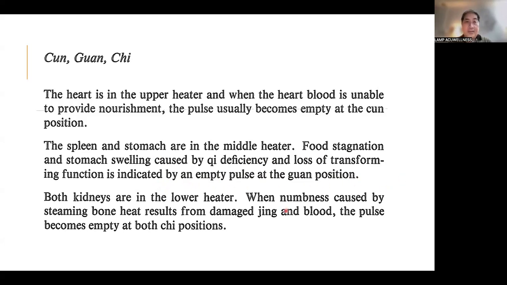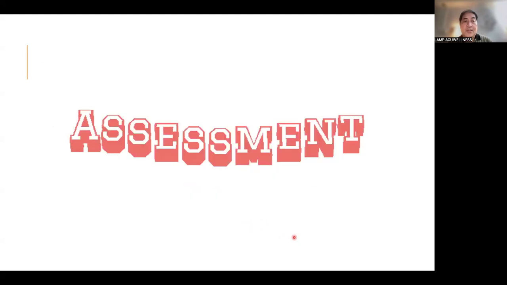Both kidneys are in the lower heater. When numbness caused by steaming bone heat results from damaged qi and blood, the pulse becomes empty at both chi positions. Now let's go to assessment.